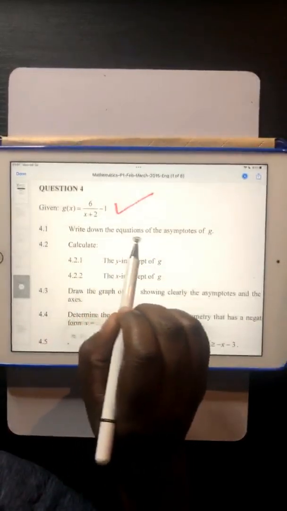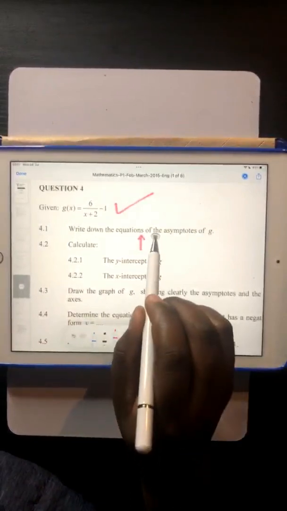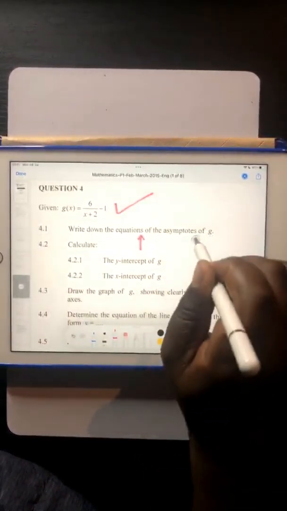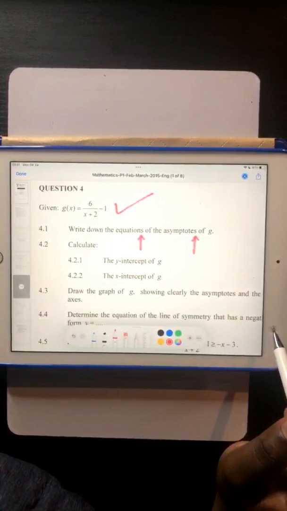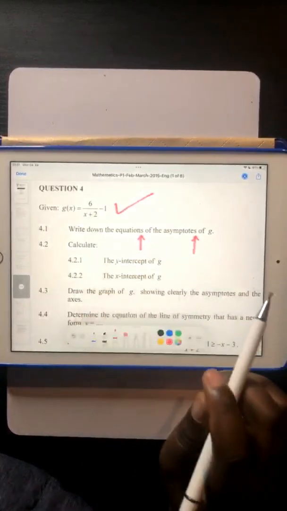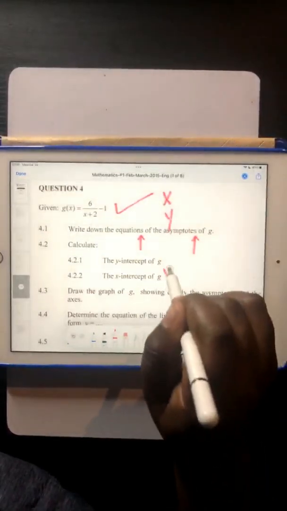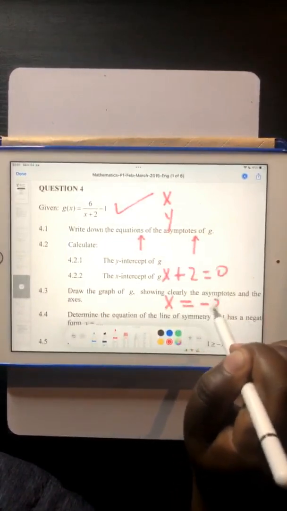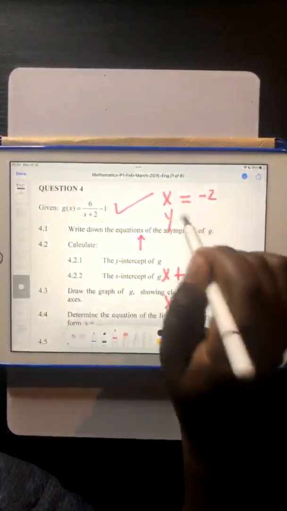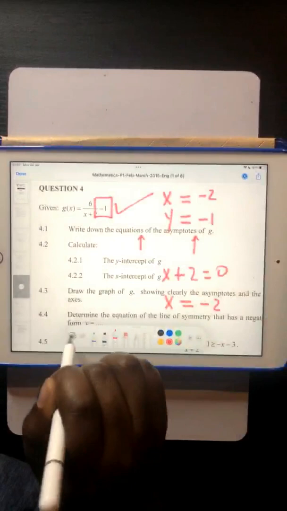So can you see? Write down equations. Can you see the S there? Equations of the asymptotes of G. So that S is very important. It tells you that possibly you might need to give two values of asymptotes. And we do know very well that asymptotes on a hyperbola are two. You've got the one for x and the one for y. And the one for x, you might need to solve for x. So can you see you've got x being equal to -2. That means there you give -2, and for y you take it exactly as it is.